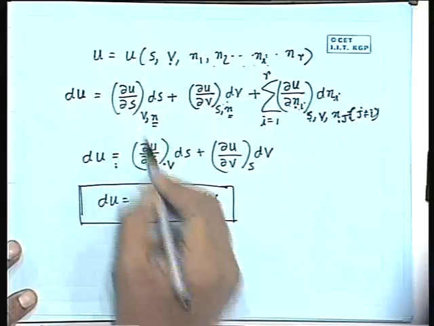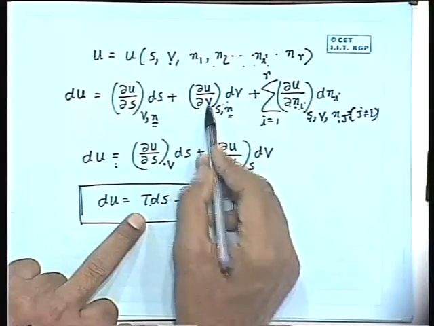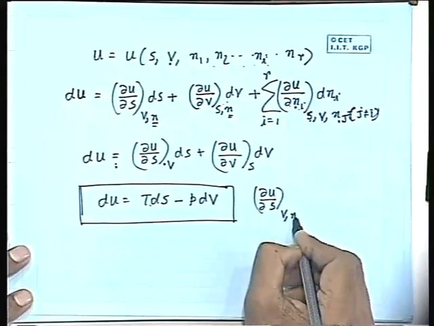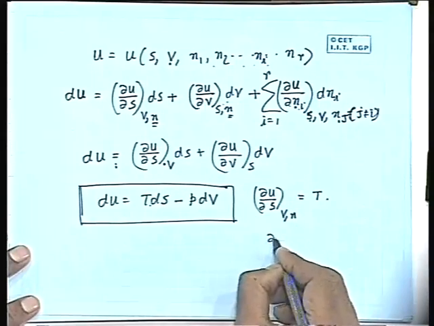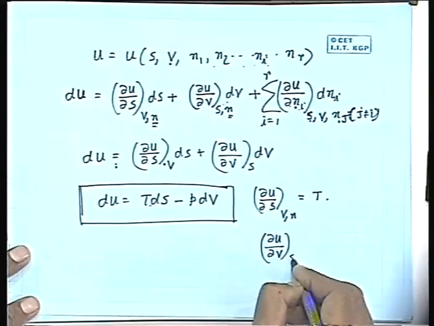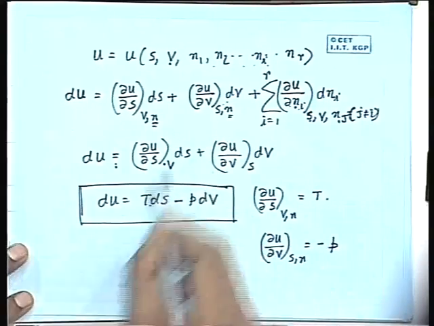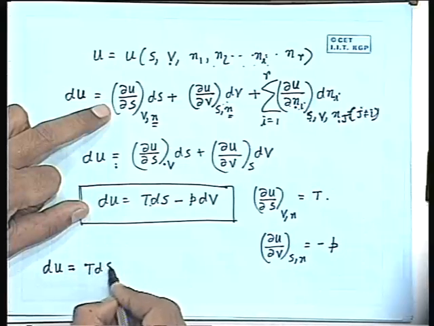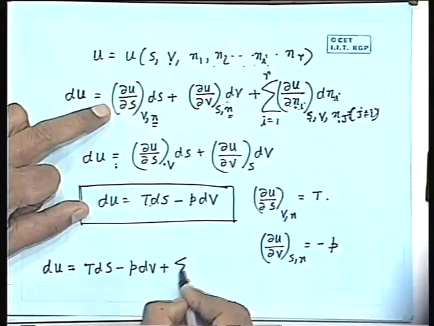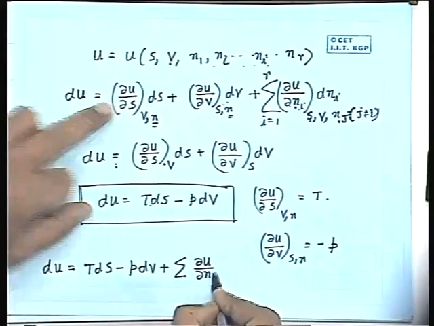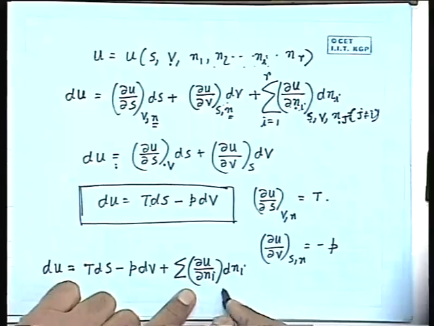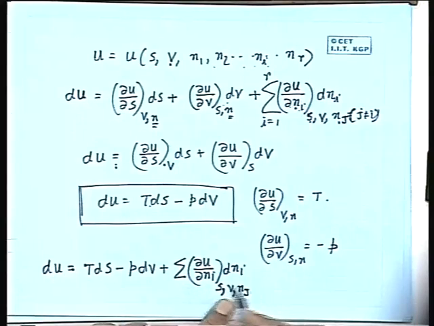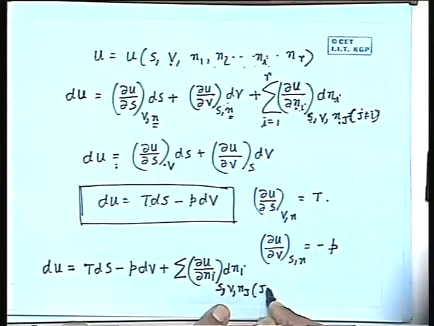So, therefore, we can write the first term, that means this, as T, and this term as minus P. That means, we can write del u del s at constant v and n is T, and similarly we can write del u del v at s and n is minus P. So, I can substitute this and write du is equal to TdS minus PdV plus the sum of del u del ni, the same terms dni, and this partial differential is at constant s, v and the composition of all components except the one with which it is differentiated. That means nj, j not equal to i.